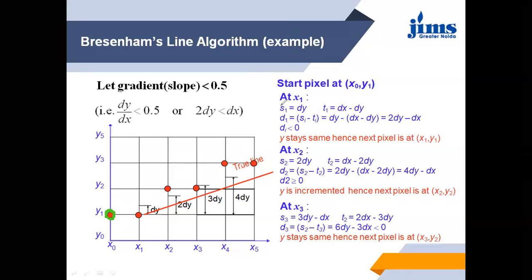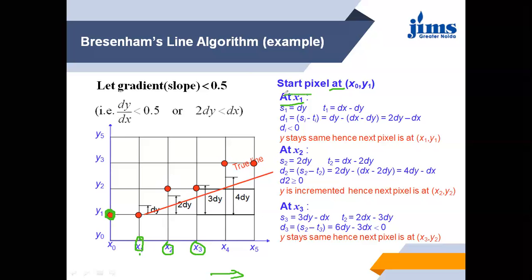So first we will discuss about point x1, then we will discuss about point x2, and then x3. We will try to find out the value of y at x1, then at x2 and x3 and so on. So we are discussing at point x1.